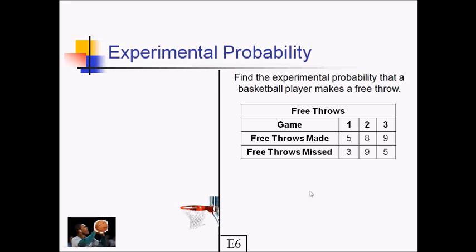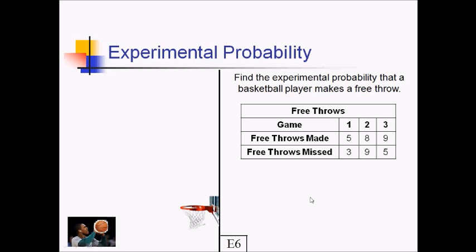So in situations like this, we want to look at data of things that have already happened to try to predict what's going to happen in the future. So pause the video and see if you can use the idea of experimental probability to figure out Rondo's probability of making his next basket. So here are 3 games that he's played, and here are the different outcomes from those games.